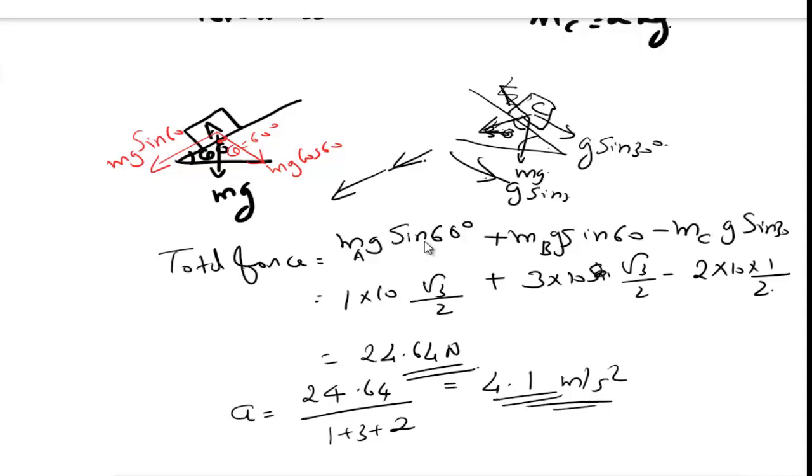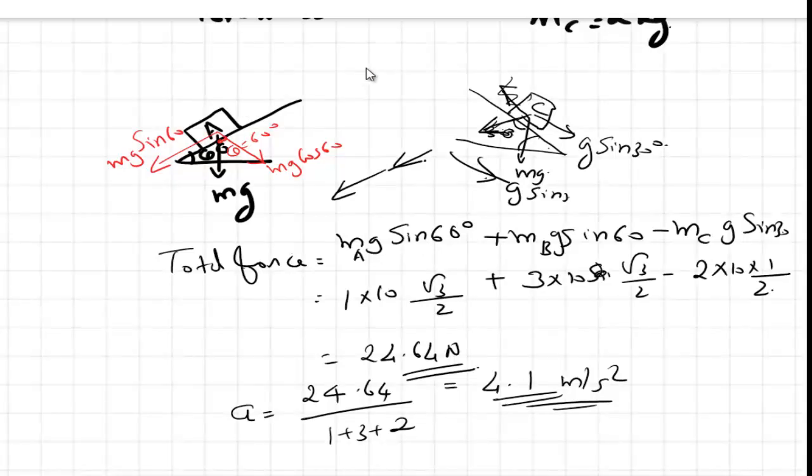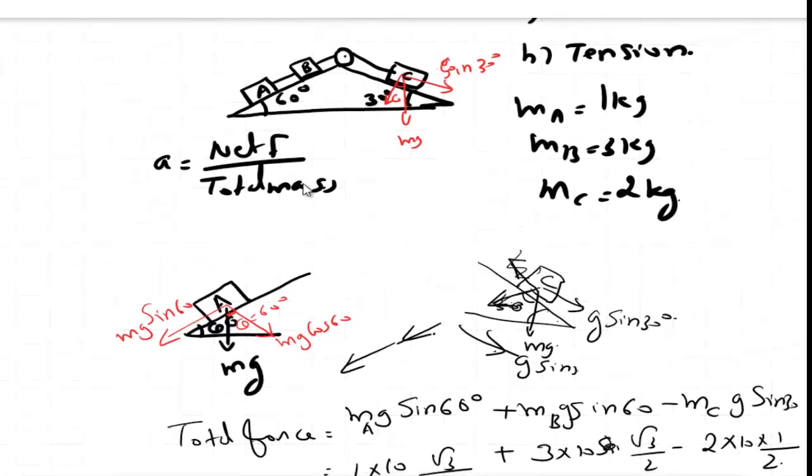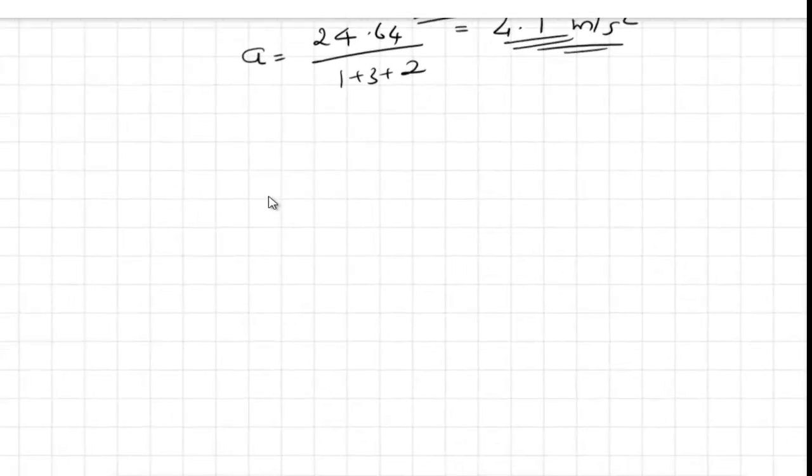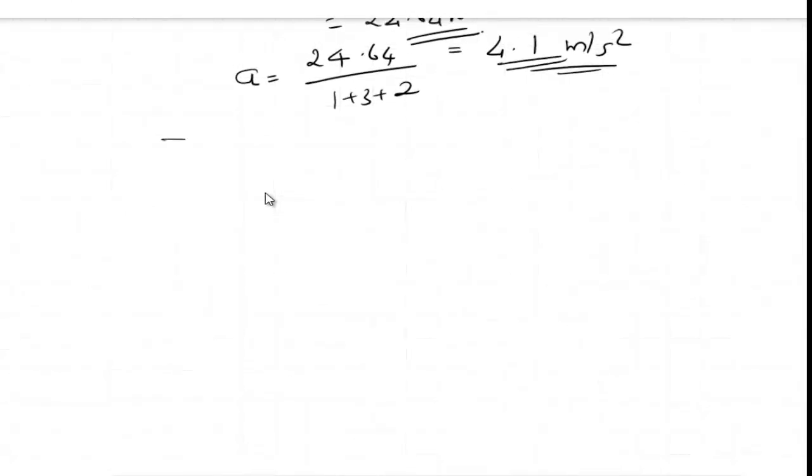Okay, clear children? So we are considering the components over here. Total force divided by total mass. For that, we are resolving this into components, on the right side and left side, both the sides into components, and then finding out the total acceleration of the system. Okay, next our aim is to find out the tension in the string.